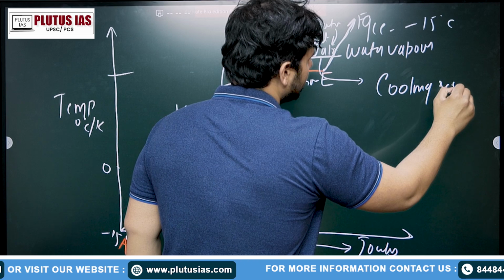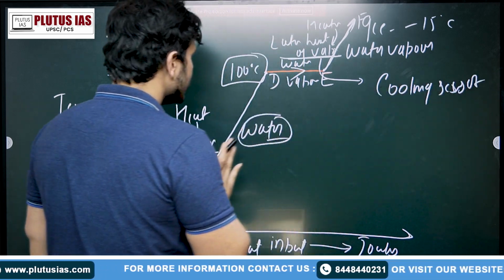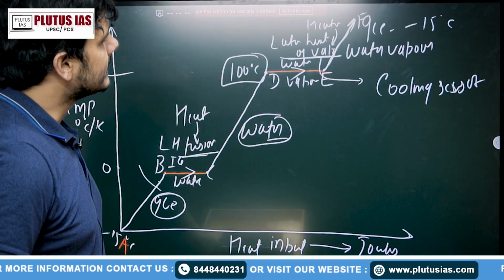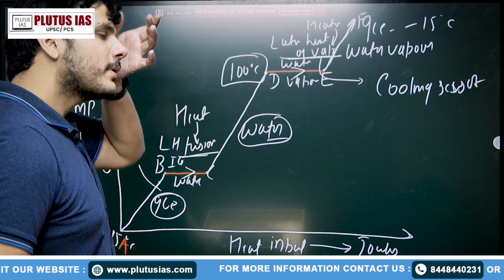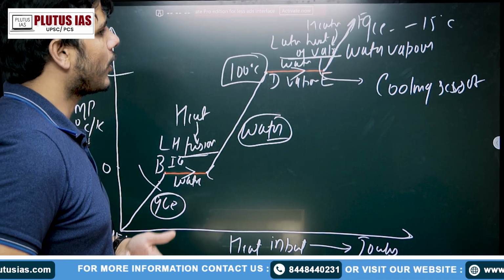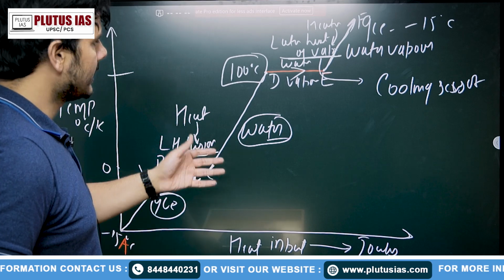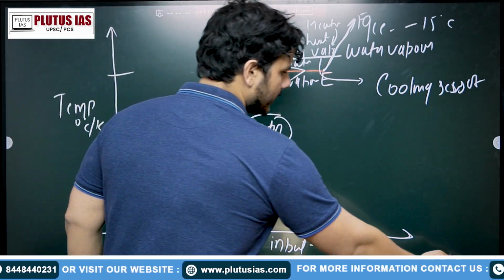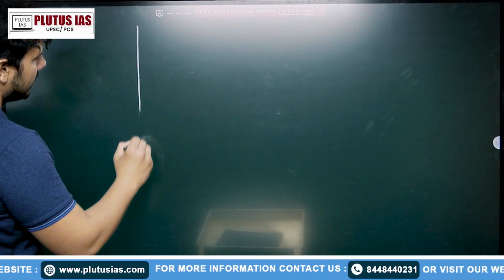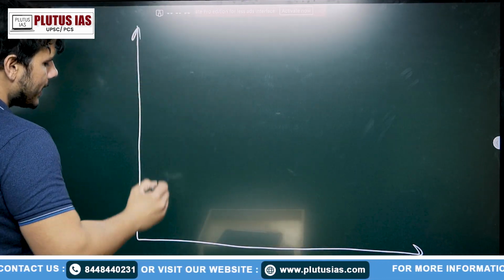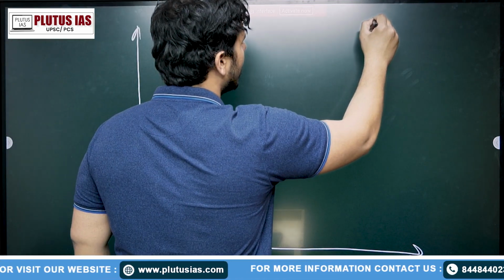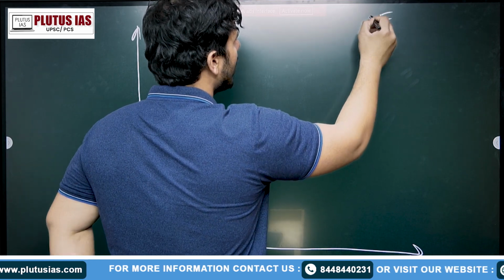Okay. So now in this process, we were increasing the heat input. Now we will do one thing. Now we will decrease the heat input or remove the heat from the system. Let's see the opposite of this. Okay. Again, I will make this graph like this. So now what is happening? You start from F. Okay, so now what happens?